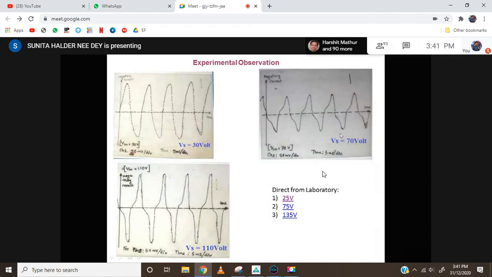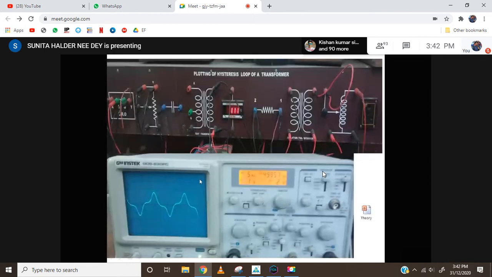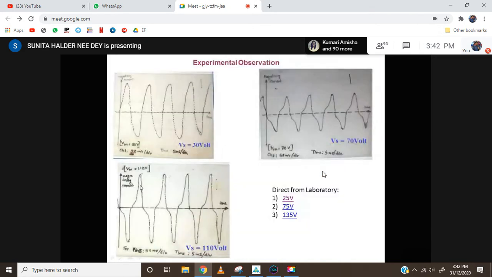This is some experimental observation I have copied from old reports. This is for Vs equal to 30 volt, this is Vs equal to 70 volt, and this is Vs equal to 110 volt. If you do it in the laboratory, you put a tracing paper over the oscilloscope screen, point out the zero crossing, and trace the waveform. That is what these people did, right? So in this way we do this experiment in the lab.